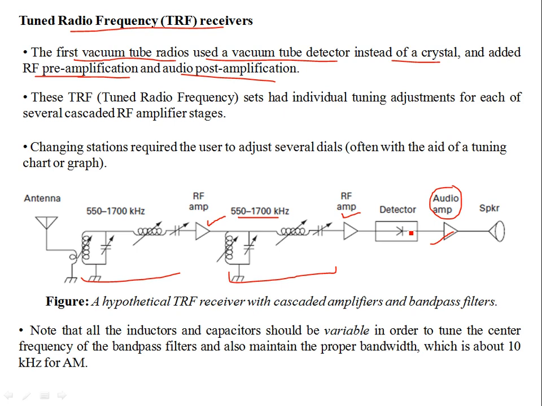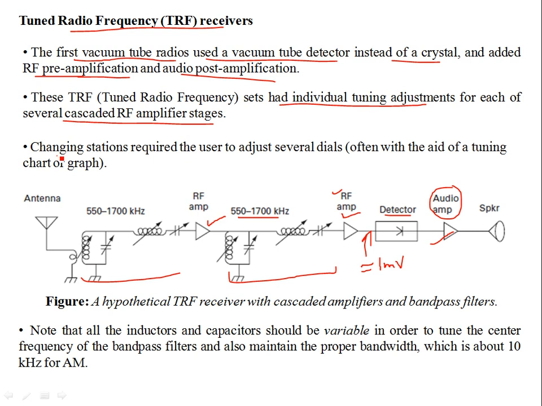So before the diode detection, if you need a signal strength of around 1 milliwatt for proper diode detection, you need RF amplifiers. So you have both RF amplification and audio amplification in TRF receivers. These TRF receivers are tuned radio frequency receivers, and they have individual tuning adjustments for each of the several cascaded RF amplifiers. So you see the disadvantage of this configuration is that you have too many tuning stages.